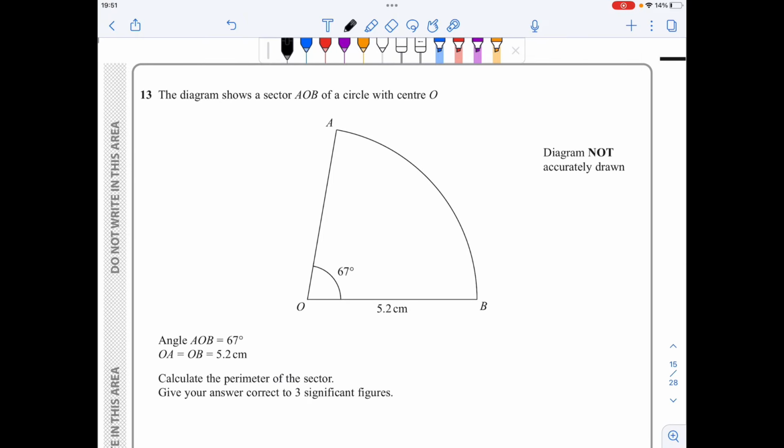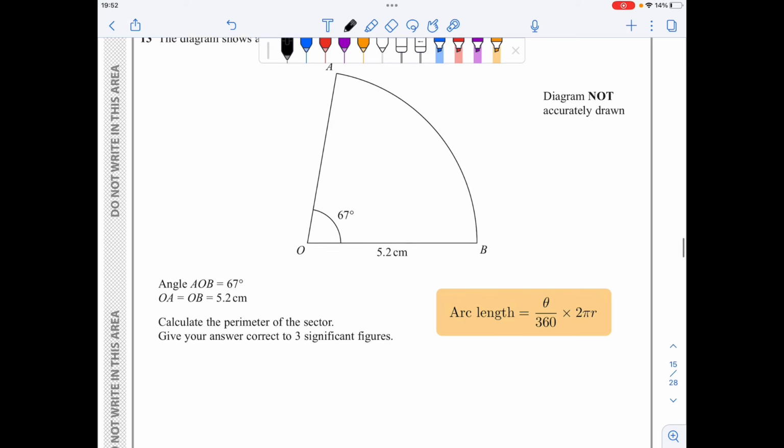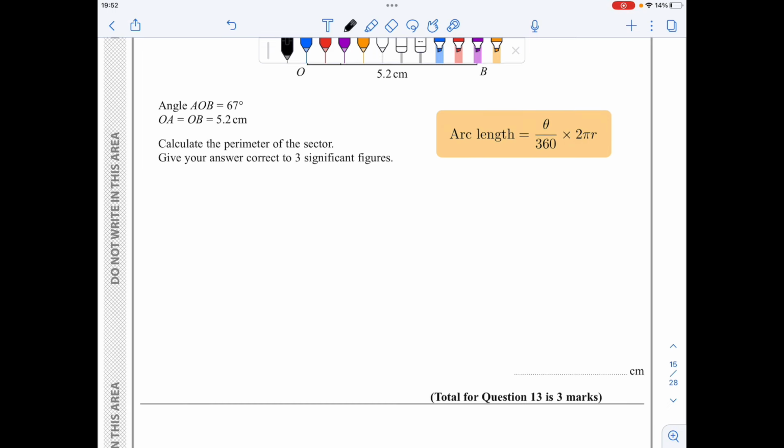In question 13, to find the perimeter of the sector, I'll just add the arc AB, which is this one, plus 5.2 plus 5.2. Now, the formula for the arc length is the following: theta over 360 times 2 pi r. So let's put everything down. Perimeter equals 67 over 360 times 2 pi 5.2 plus 5.2 plus 5.2.